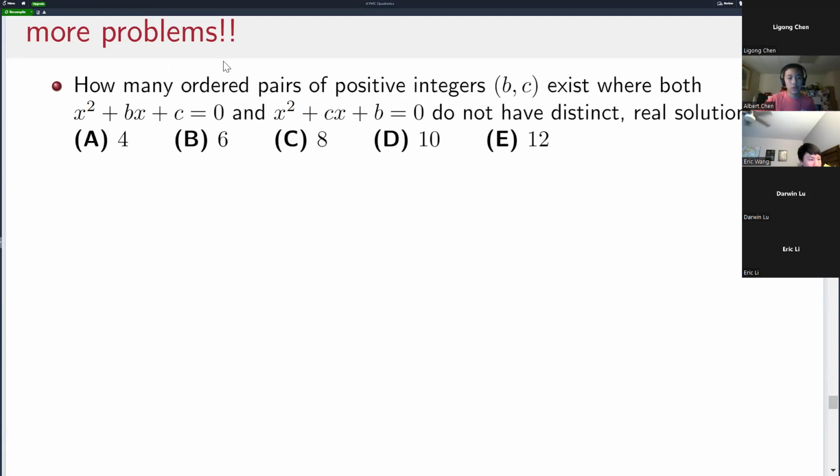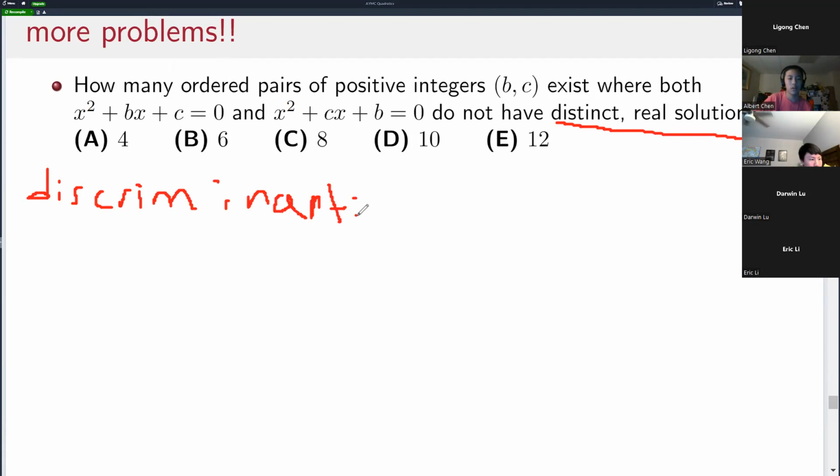Okay, so I'm going to go over the problem now. How many ordered pairs of positive integers b and c exist where both x squared plus bx plus c equals 0 and x squared plus cx plus b equals 0 do not have distinct real solutions? So when a quadratic does not have distinct real solutions, it means that the discriminant is either zero or negative.